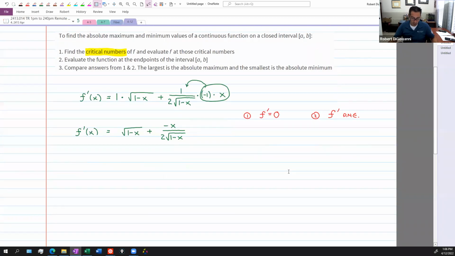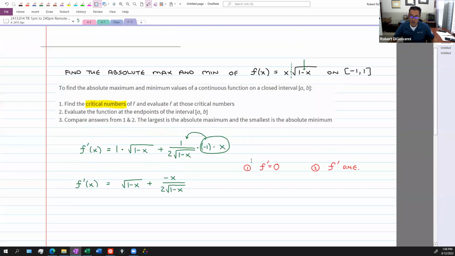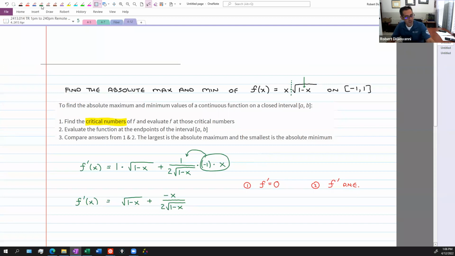So before I do this, I want us to just take a step back for a second. Let's look at the original function. What is the domain of f? So what do we have to be careful with? We have a square root, right? And so we can't have a negative underneath that square root.